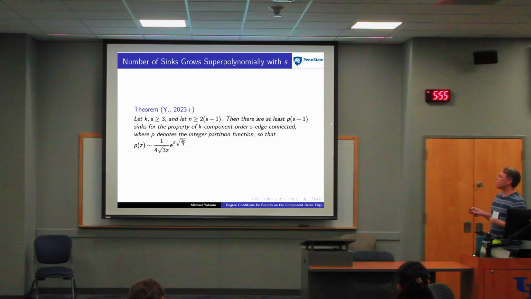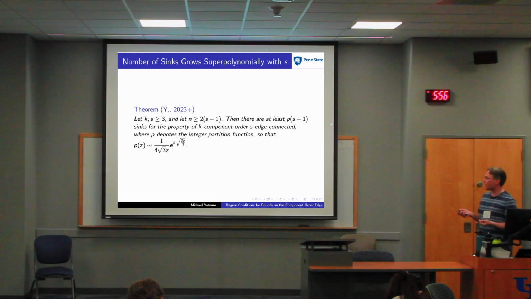So in general, if you have a k value and s greater than or equal to 3, and n is large enough, then there are p of s minus 1 sinks. So the number of degree sequences that we have to block for our best monotone theorem to work is a partition function evaluated at s minus 1, so that's not polynomial. The number of conditions required will grow super polynomially as you increase the lower bound on your edge connectivity. So it gets unwieldy at that point.